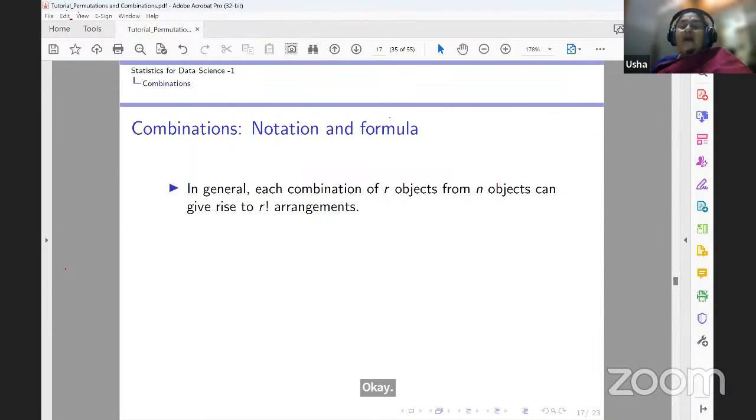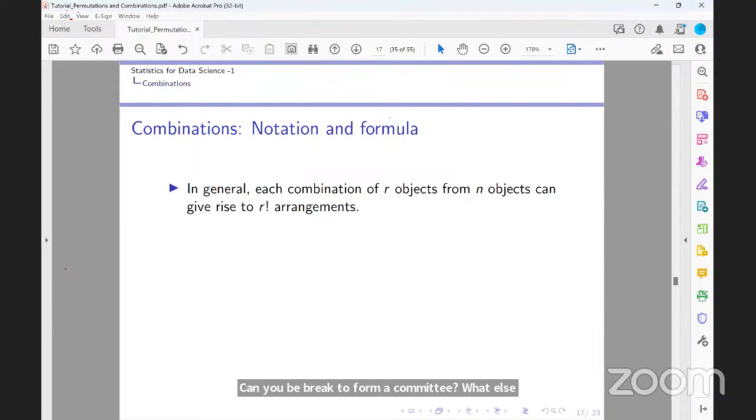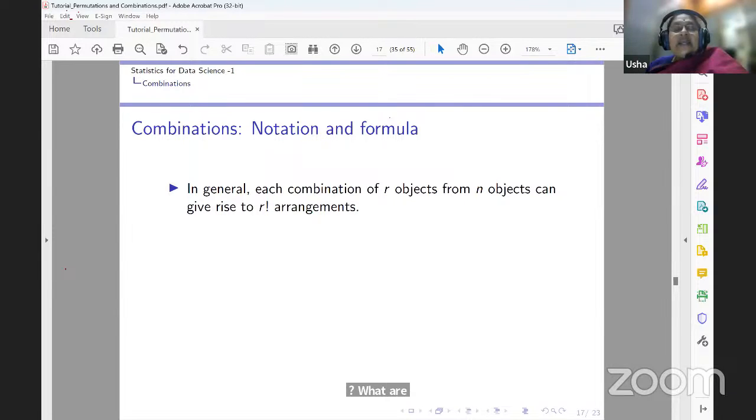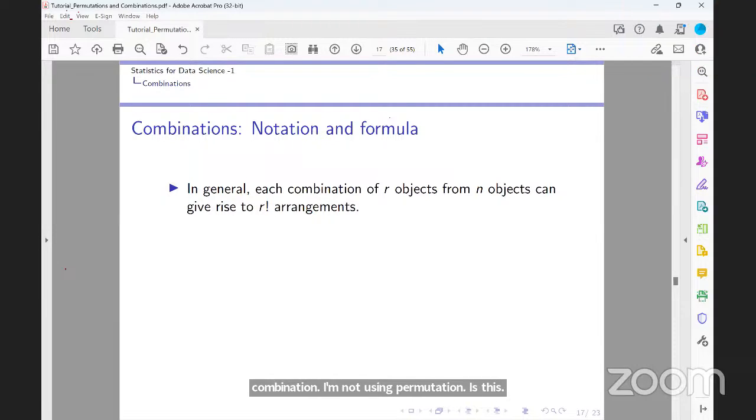There is a doubt. Okay. You're forming a team of 11 players to participate in events from a pool of 60 players. You're forming a team of 11 players. Are you using permutation or are you using combination? Combination.